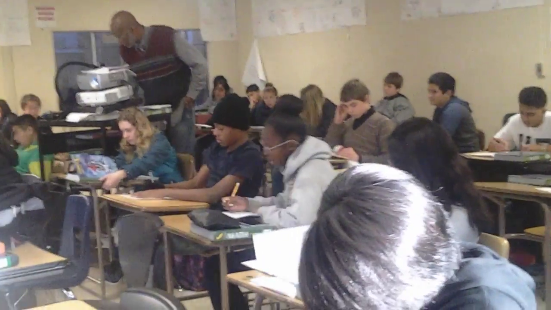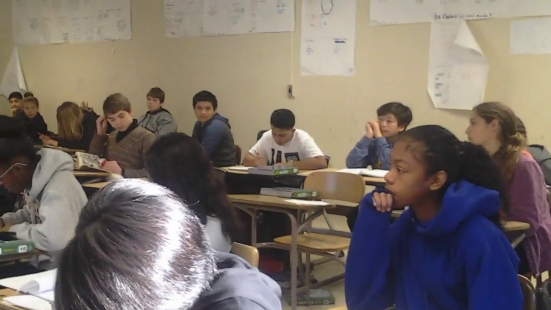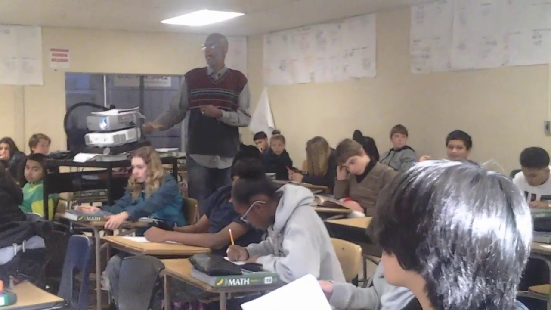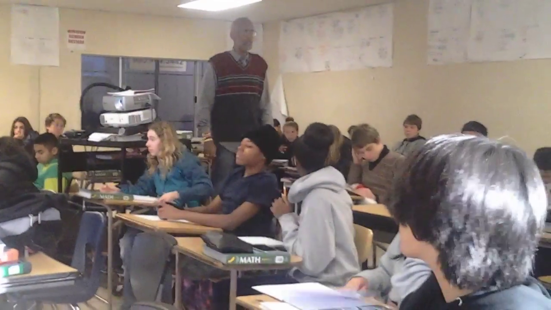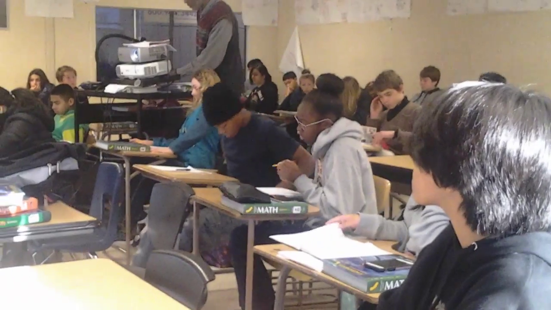Mark, which one is on top? You have two lines. You have line B and line A. Line B is y equals 2x plus 5. Line A is y equals 2x minus 4. Which one is on top? B. B is on top. Okay.